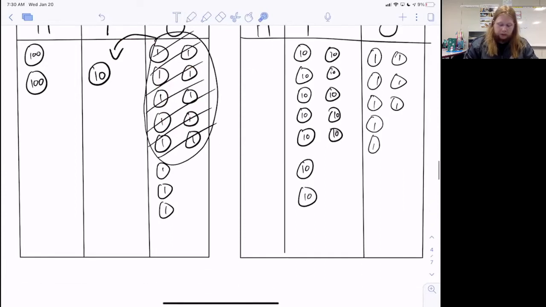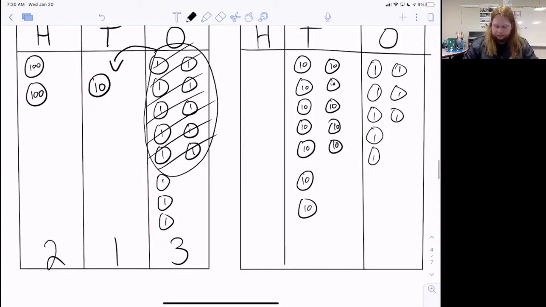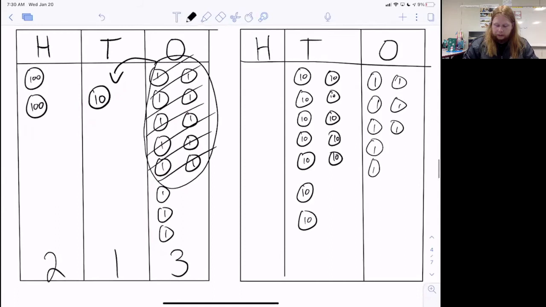So if you notice on this side, we have 1 ten, so we don't need to convert. We have 200s, we don't need to convert. And we have 3 ones now that we did convert. So we have our final answer here, which is 213. 213.